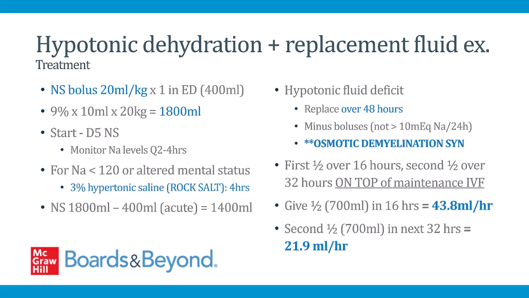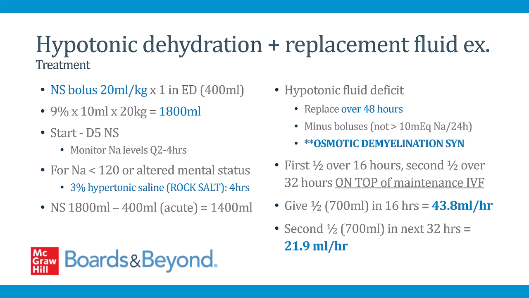In the emergency department, he is given just 1 normal saline bolus of 20 mL per kilo, which is 400 mL. We calculate the fluid deficit by multiplying the percent dehydrated by 10 mL by the weight, which equals 1,800 mL. In hyponatremic dehydration with a sodium level of 120, you should begin fluid replacement with D5 normal saline.